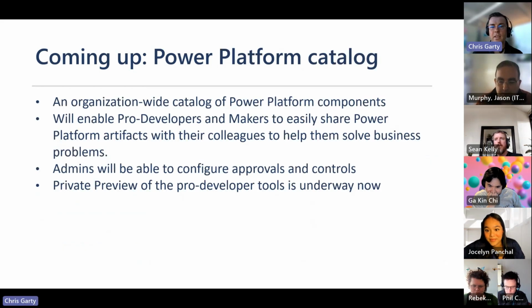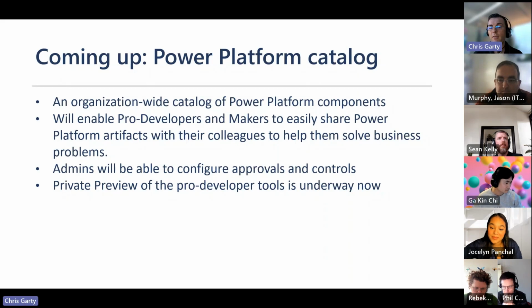Something else that's just in the early stages, we've just started talking about it, and we have a private preview of the developer tools related to it, is the Power Platform catalog. This is something that we're working on, an organization-wide catalog of Power Platform components. This will enable pro developers and makers to easily share Power Platform artifacts with their colleagues to help solve business problems. And then we'll provide capabilities for administrators to be able to configure approvals and decide which things they allow into the Power Platform catalog.